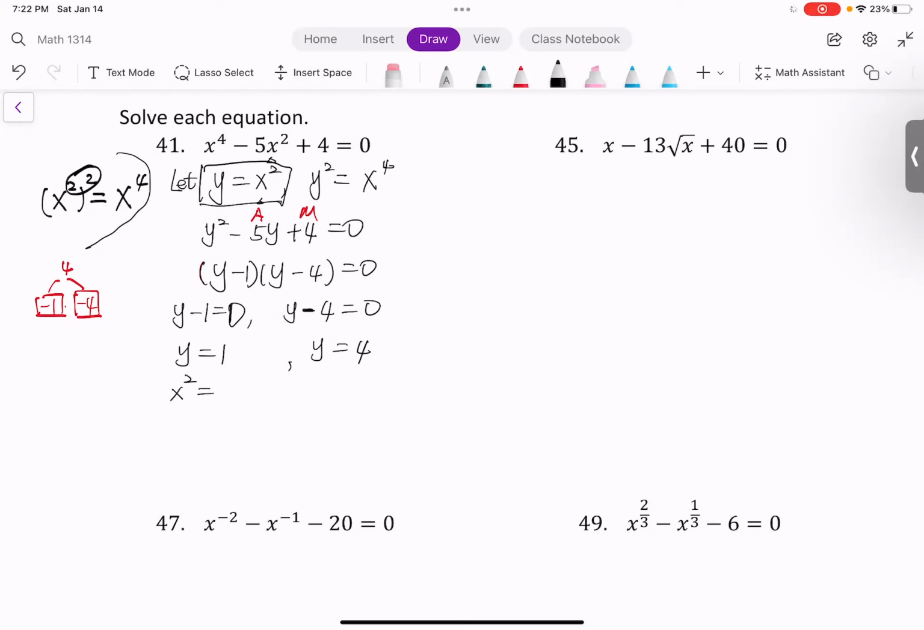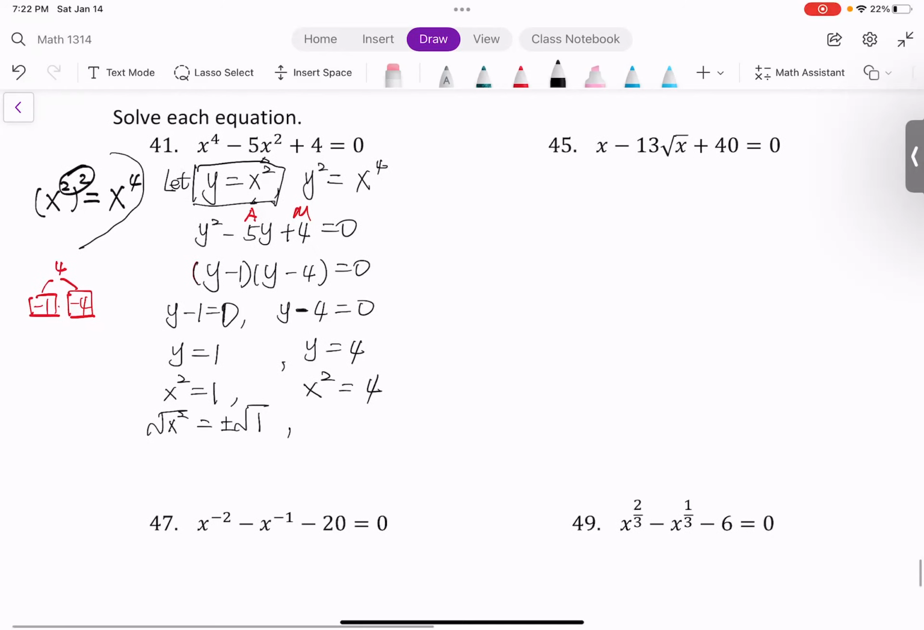So x squared equals 1. X squared equals 4. Then we can solve for x. When we are taking the square root of both sides of x squared, we must have a positive or negative solution. So we take the square root of x squared, we must have positive or negative square root 1. Then we can solve this. X equals positive or negative 1. For the other equation, we take the square root of x squared. We have positive or negative square root 4. X equals positive or negative 2. We have 4 solutions. 1, -1, 2, -2.